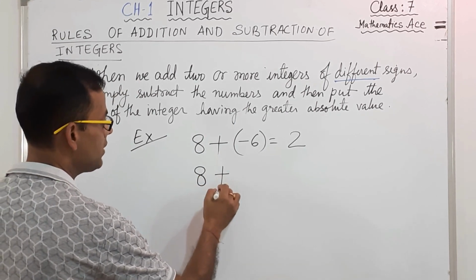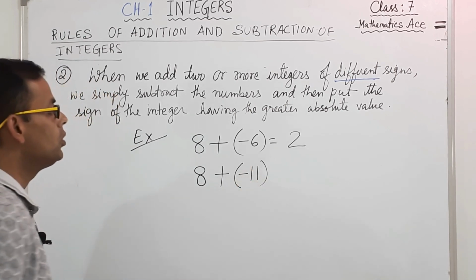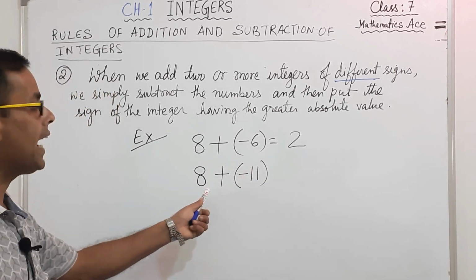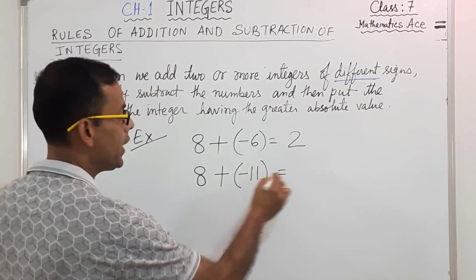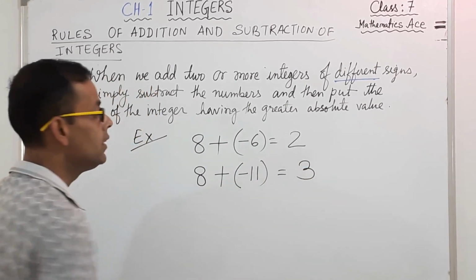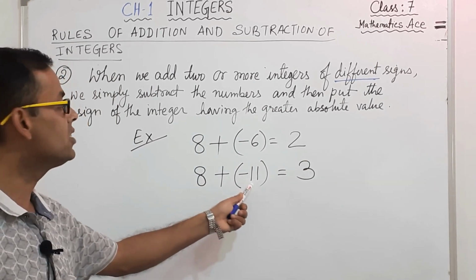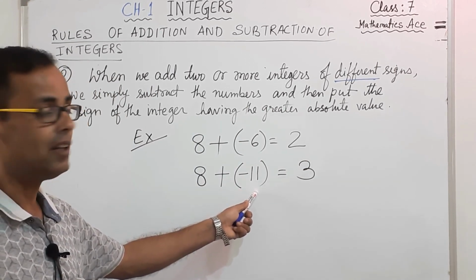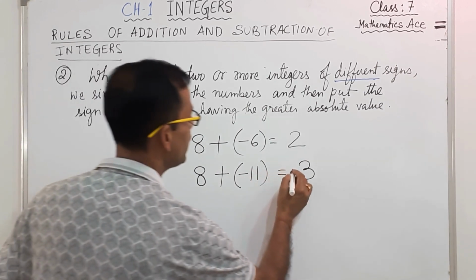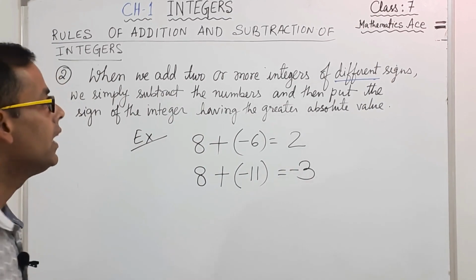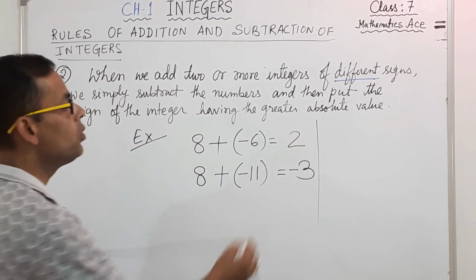Another one. See, if I take 8 plus, suppose if I take minus 11. Now two integers we are adding but of different sign. So simply we will subtract, 3 comes. Now this absolute value is 8 and this one's absolute value is 11. So 11 is big and it is having what sign? Minus. So we will put here minus. Clear? In our daily use, how we will do this one more simply?